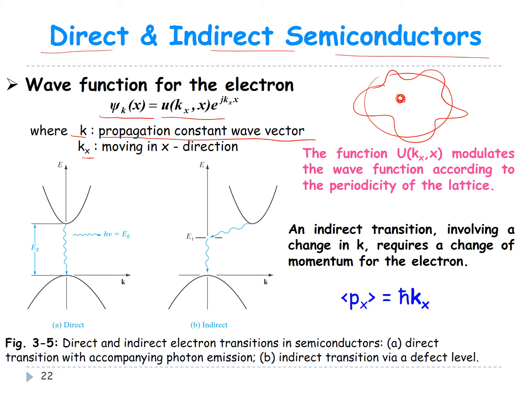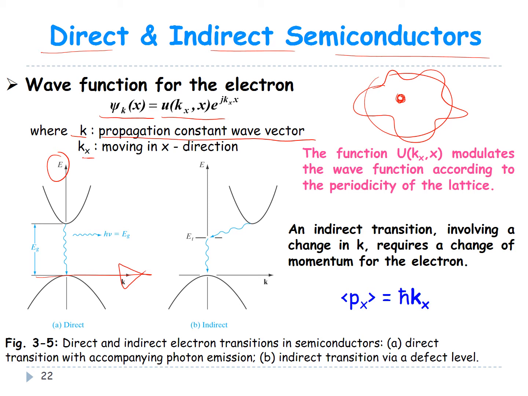So remember, a lattice is periodic. You have this repeating pattern. The unit of the lattice repeats itself over and over again. So that's what gives you this kind of a propagation constant wave vector. So now we can plot energy as a function of wave vector, or the energy of an electron in this K space, so to speak.